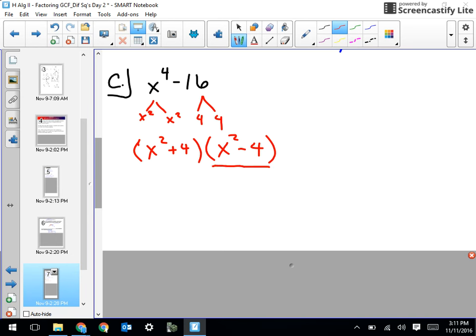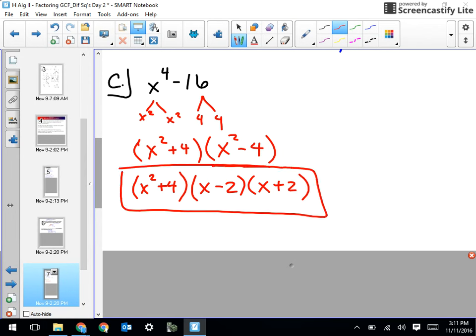However, that is still a difference of squares. So to reduce down, I leave this first term. Notice that you don't do anything to that first term. Why? Because it's a plus sign in the middle. It's not a difference of squares. I've got an x minus 2 and an x plus 2, and that is my answer.